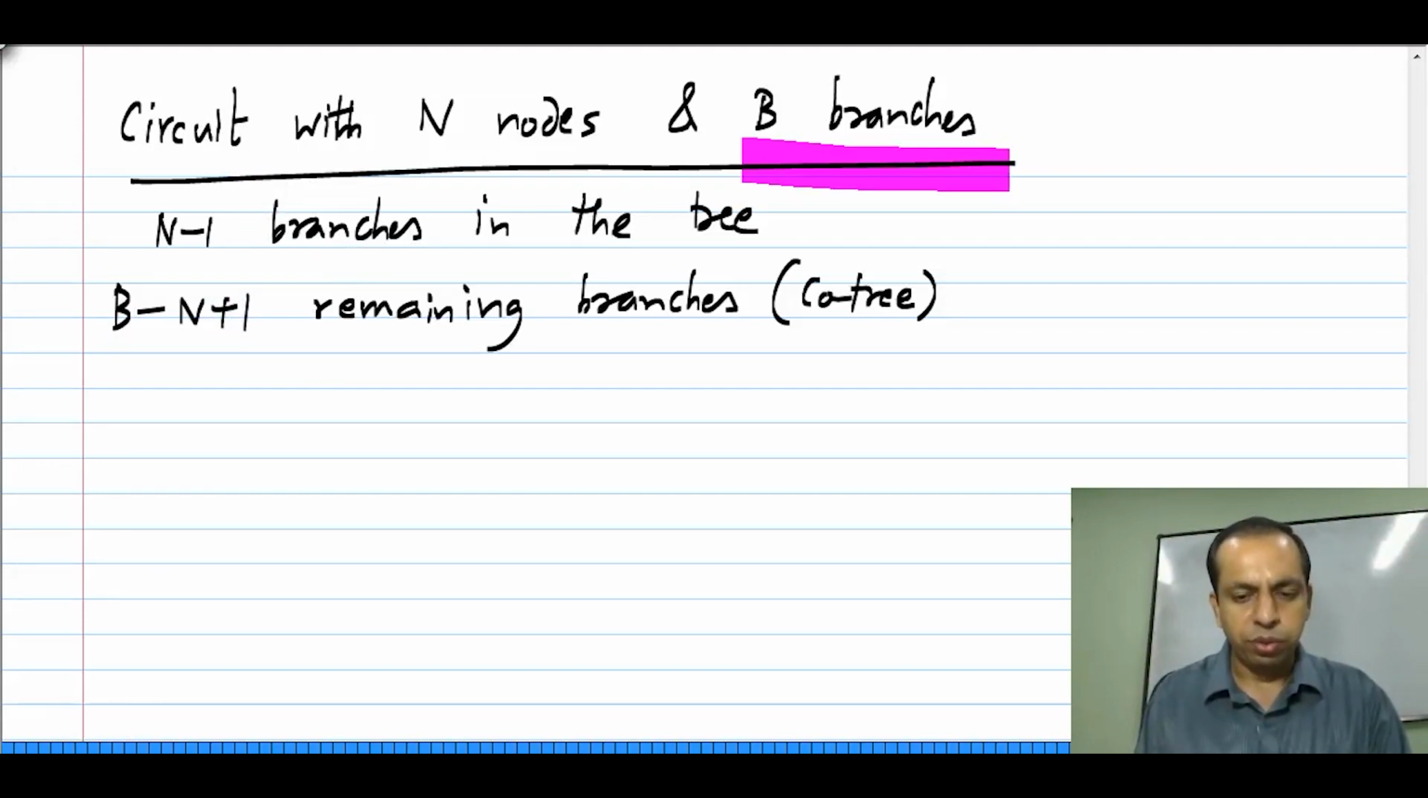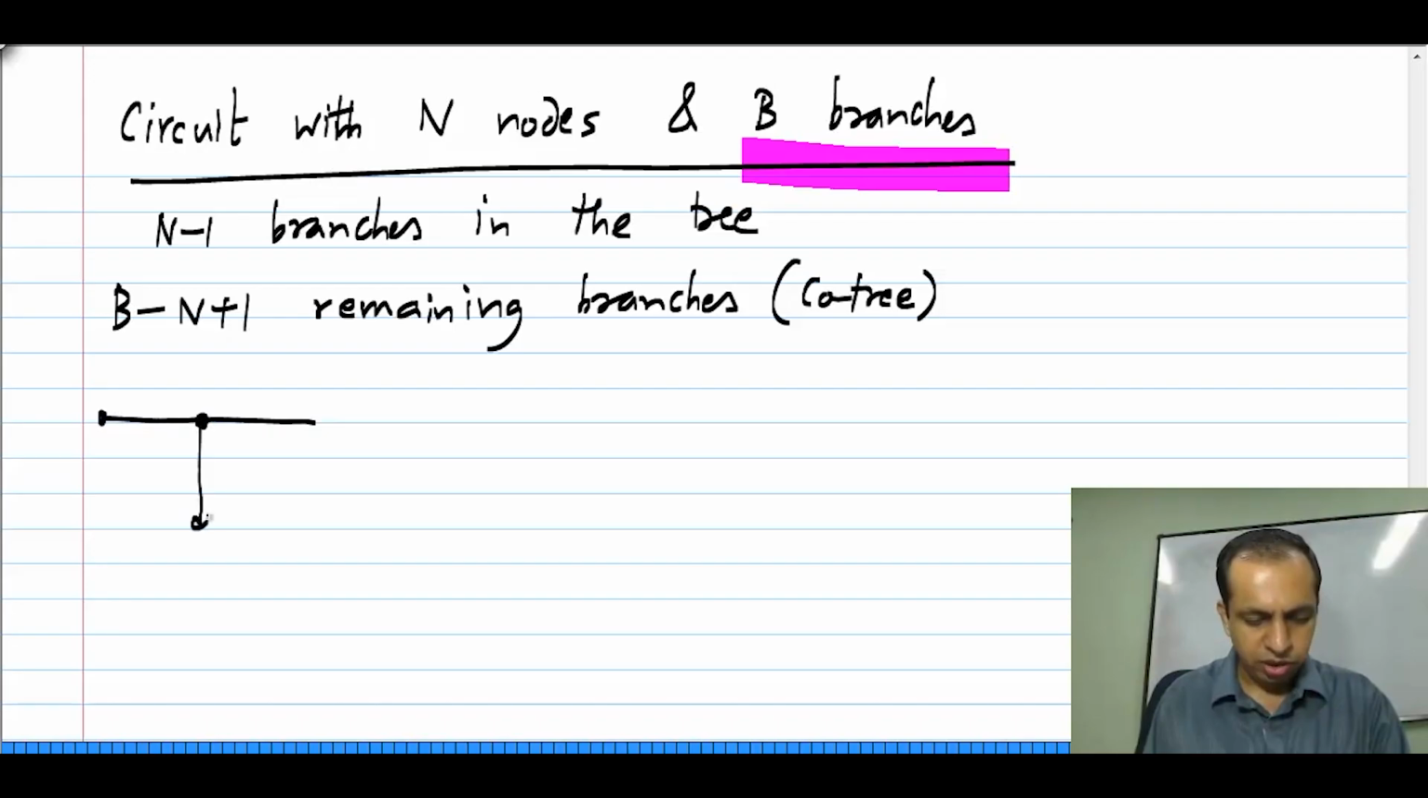Okay. So, what you do is, you first form a tree and then you take these branches one by one and add them. That is, you take one of these branches, you form one loop, and you remove that, you take another branch, you form another loop, and so on. Okay. So, in our particular example, we will start with, let us say, this particular tree. Okay.